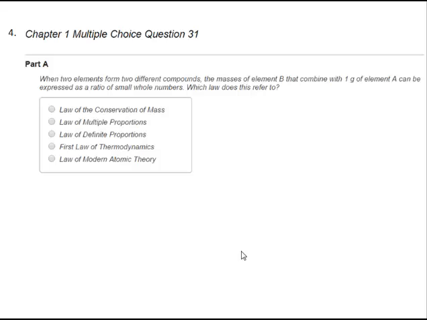Question 4, when 2 elements form 2 different compounds, the masses of element B that combine with 1 gram of element A can be expressed as a ratio of small whole numbers. So this is where, for example, decompositions of CO are compared with decompositions of CO2, and when that data is scaled to be 1 gram of one compound, what the results would show is that you get twice as many grams per gram for O2. If you had a compound like CO3, you would get 3 times as many. And this is what leads to the idea that these are whole atoms. And this was the law of multiple proportions, is what this answer is. The definite proportions is a different thing. You want to take a look at that, and if you're confused, review those. I expect you to know them.